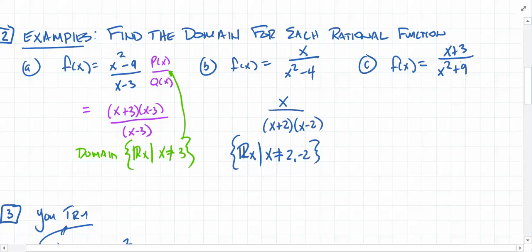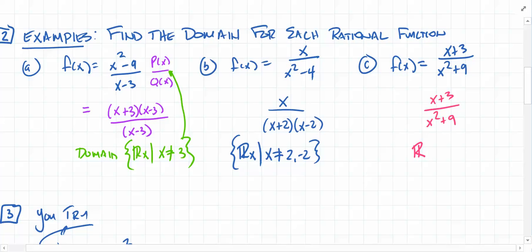If I factor everything, I have an x plus 3. Can I factor an x squared plus 9 over in the real number system? No, because everything's positive, right? Well, this is just x squared plus 9. It does factor in the complex, but for us, our domain in this case would just be all real numbers.